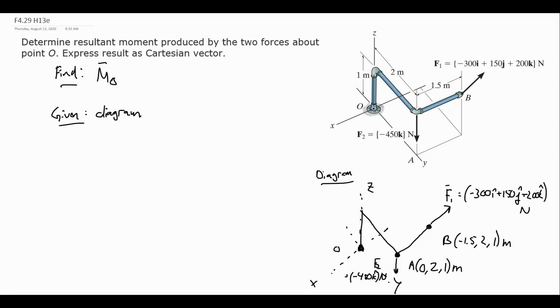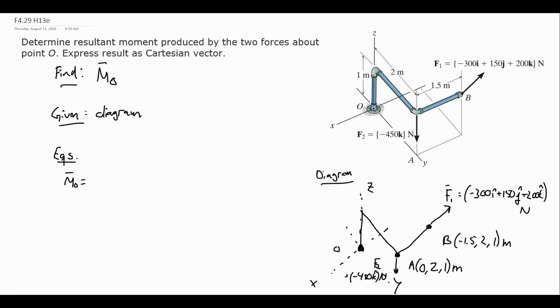Okay, so equation-wise, again, no equilibrium equations in this one. We're not in equilibrium. But we do need to realize that if we want to find the moment around point O, it's going to be the sum of all the things that cause moments around that point. So we have F1, which is going to be a force a distance away from O. It doesn't act through O, so it will cause a moment. And F2 does not have its line of action pass through O, so it will cause a moment around point O.